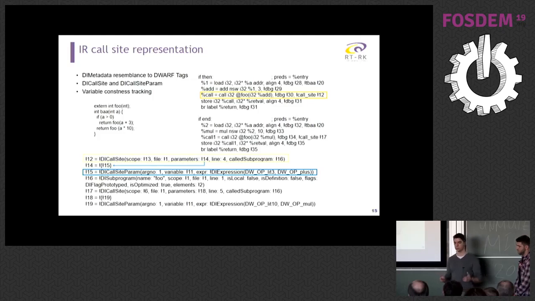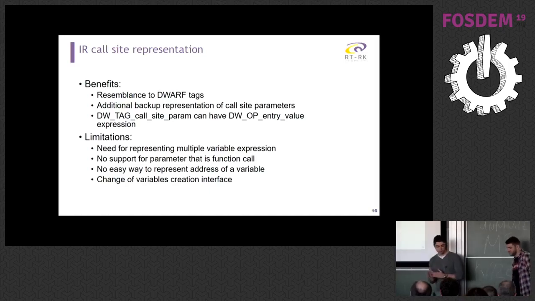This DICallSiteParam is used as a backup location for catching this parameter at entry. I will show the primary location later. With this metadata, we actually emulate jumping back into the function's frame and printing a certain expression. We also need to mention that in order to use this new entry value for representing other variables, especially parameter variables, we need to verify that the parameter has never been modified through the course of the function. To check this, we used the Sema constant check, and we wrote that information inside the parameter variable debug metadata. This approach has certain benefits, and it has certain limitations.